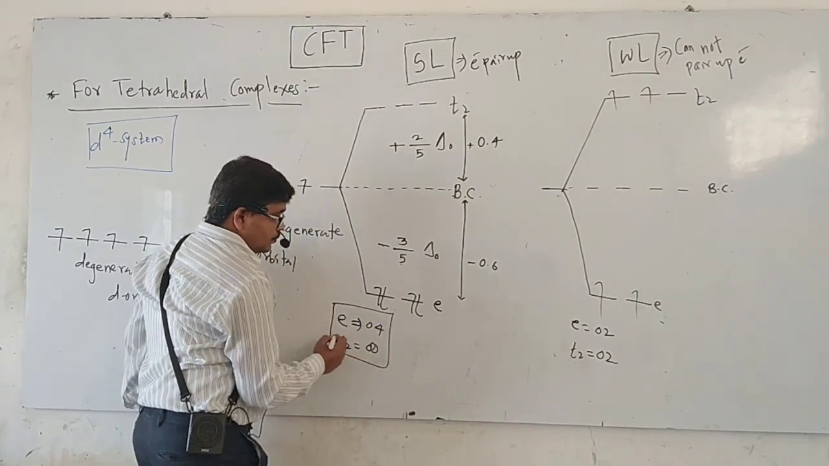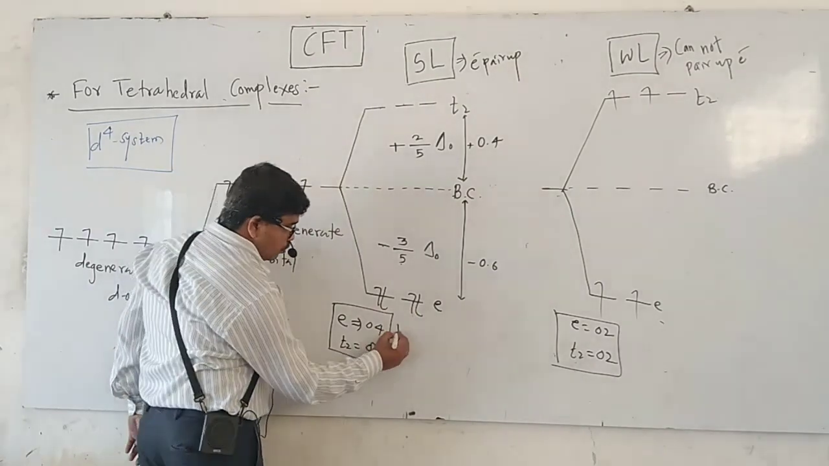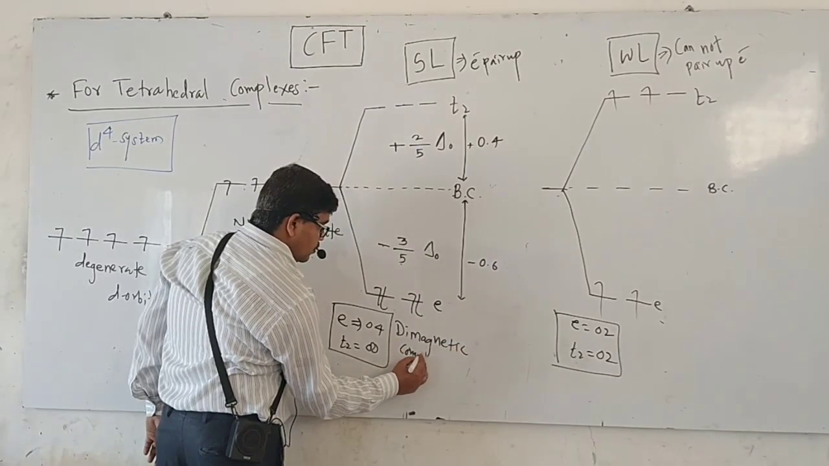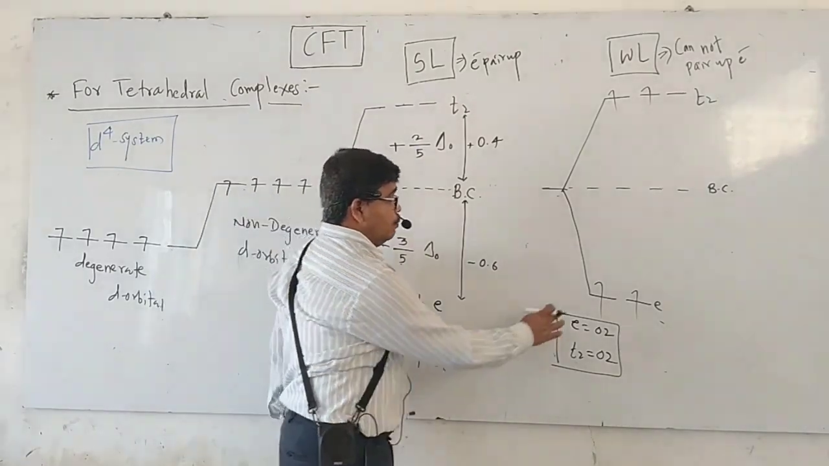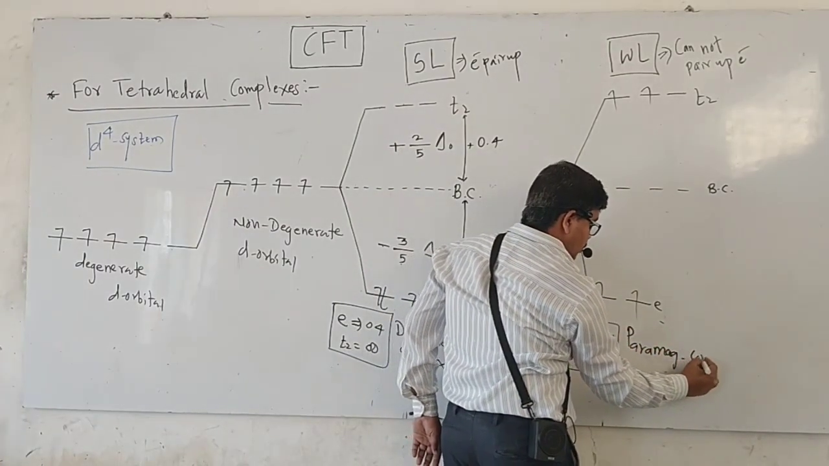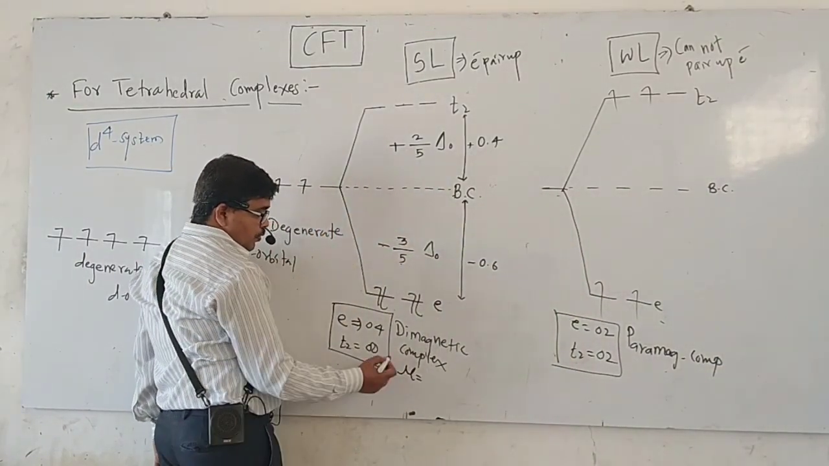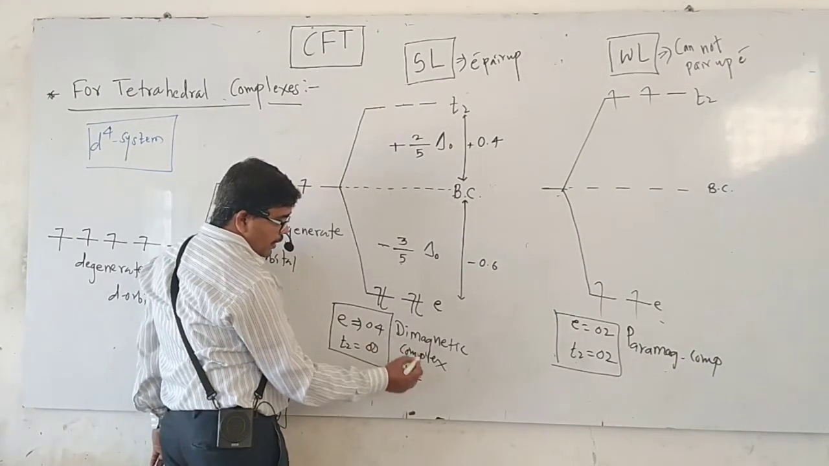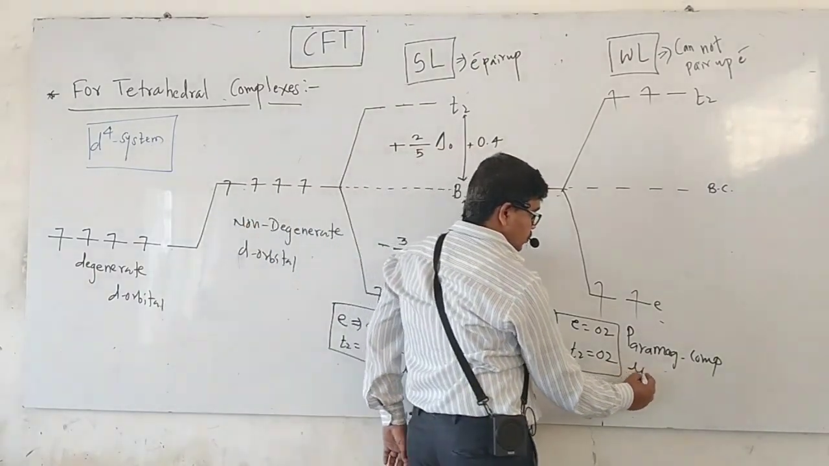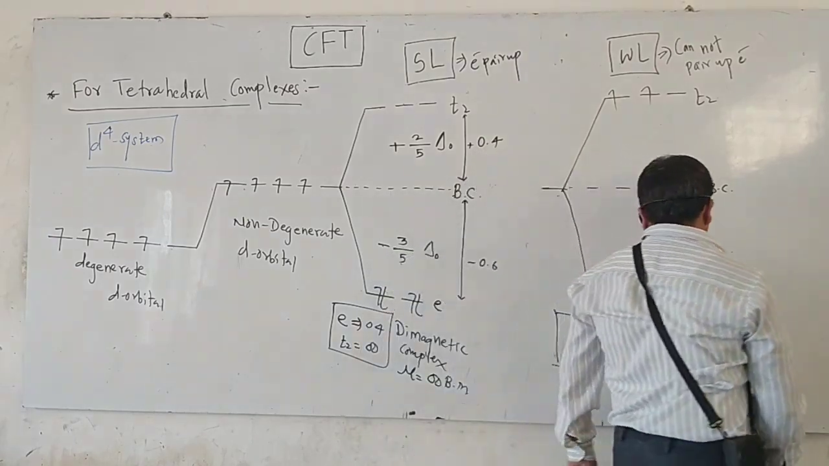Now in this complex you can see unpaired electrons are not there, so it will be a diamagnetic complex. In this case unpaired electrons are there, so it will be a paramagnetic complex. What will be the magnetic moment mu? Magnetic moment mu for a diamagnetic complex is always 0. And mu for this one, total number of unpaired electrons are 4, so it will be 4 point something.